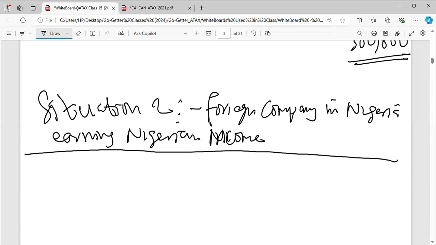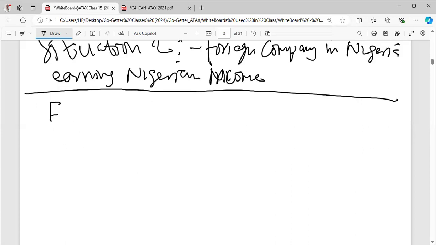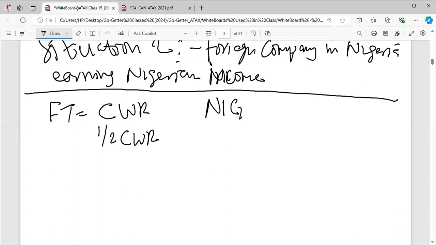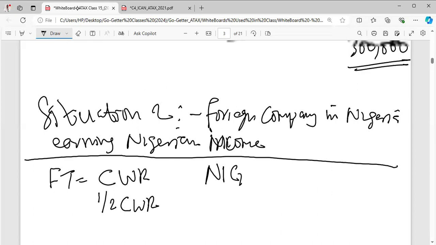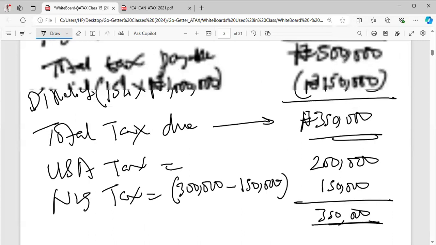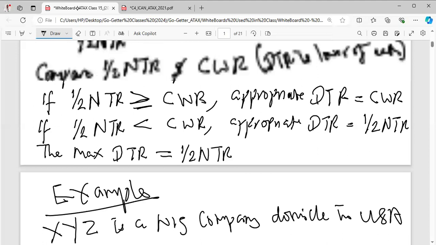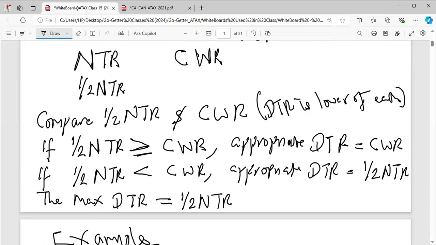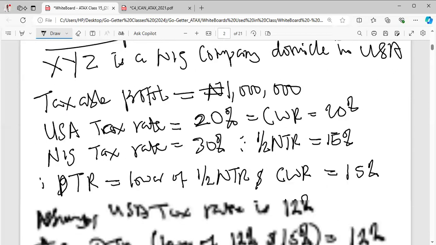So what we'll do here is we'll bring the foreign tax, which is the Commonwealth rate of tax. We'll also bring Nigerian tax. But now if you see here, we'll also bring half of the Commonwealth rate of tax. So what you should notice here, in Nigerian company, we brought half of Nigerian tax, isn't it? But in foreign company, we are bringing half of the foreign tax.